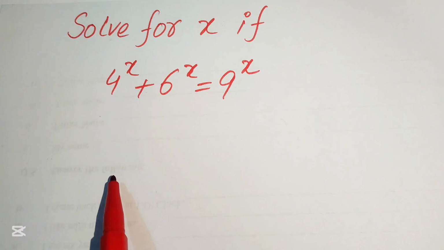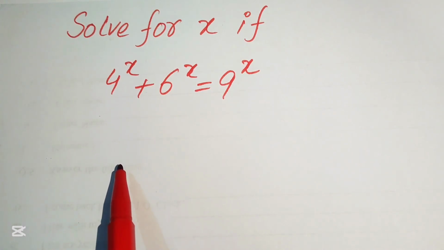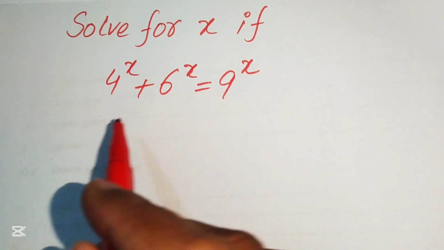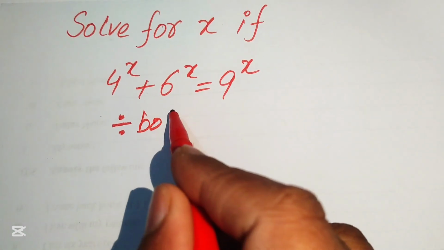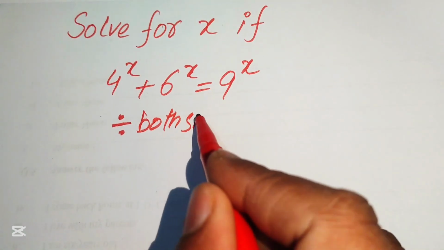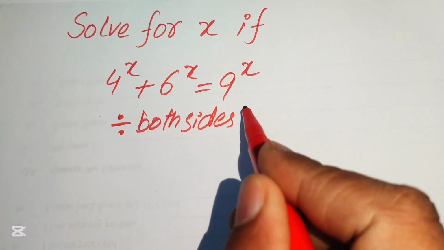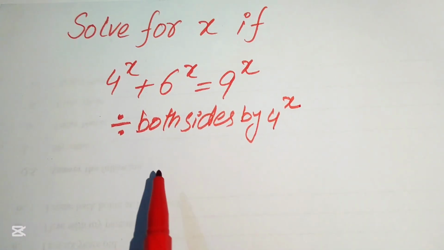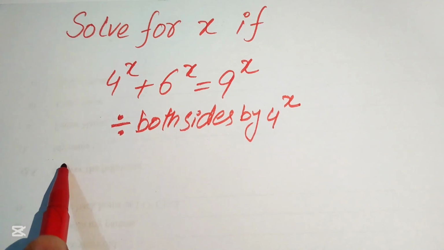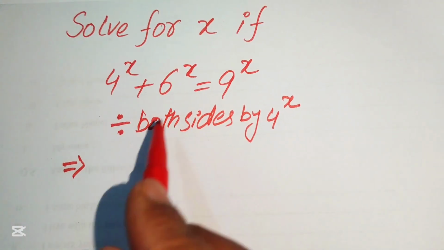So here the very first step we are going to do is to convert this exponential equation into the quadratic form. In order to convert this into the quadratic form, we need to divide both of the sides by 4 to the power of x. So here we divide both of the sides by 4 to the power of x of each term.